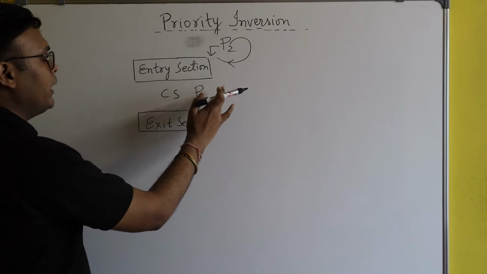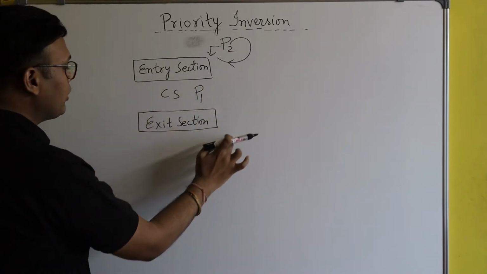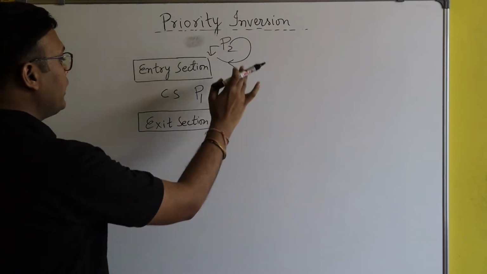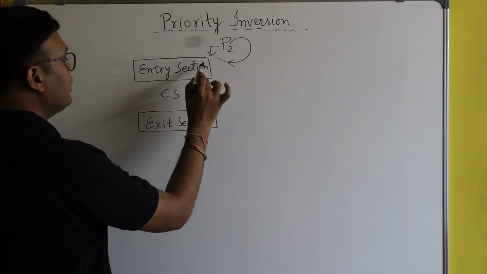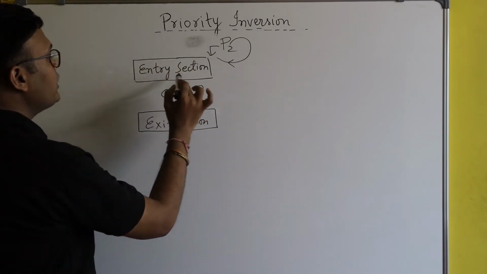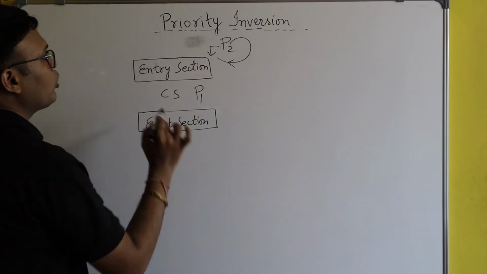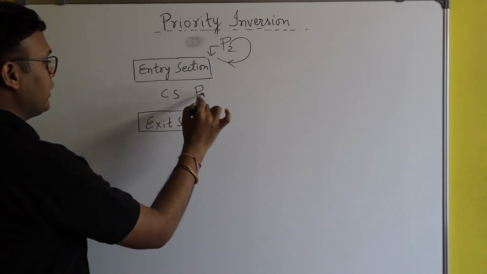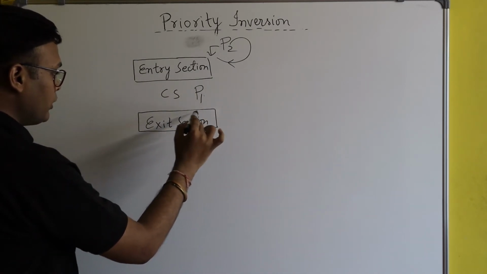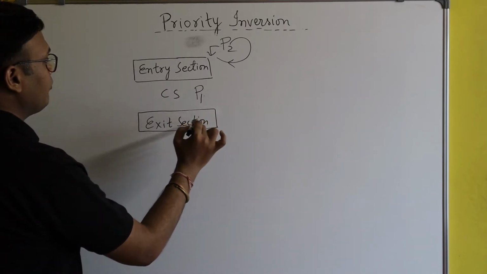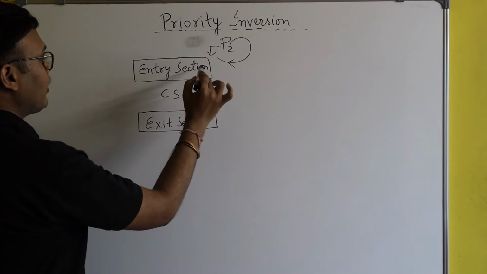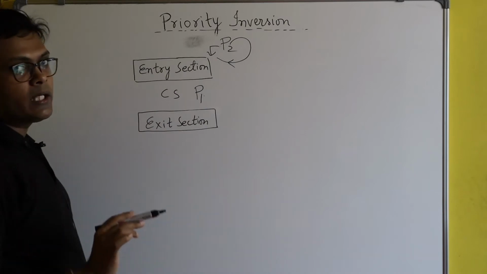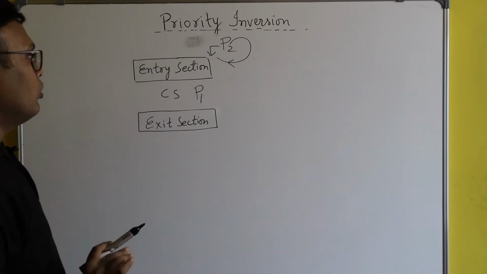So when can P2 enter the critical section? Only if P1 comes out of it. In order to get entry, the while loop in the entry section has to be broken. It can only be broken if P1 comes out of the critical section and executes the exit section, after which the while loop will be broken and P2 will be able to enter. That we already know.